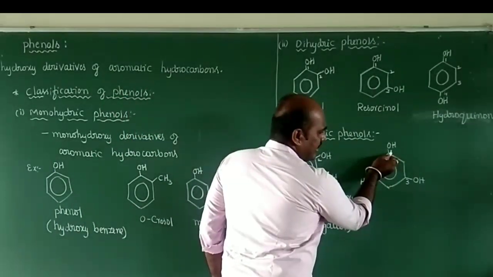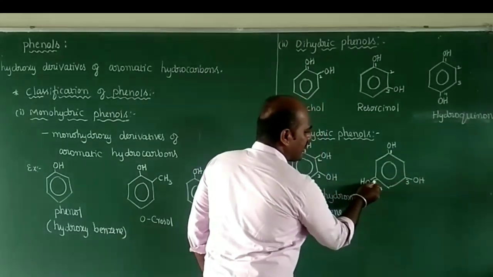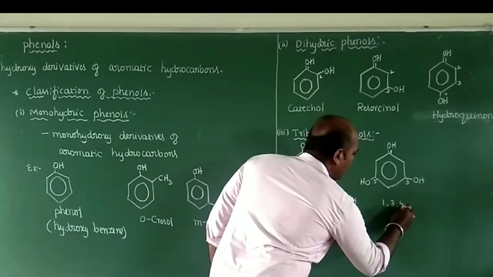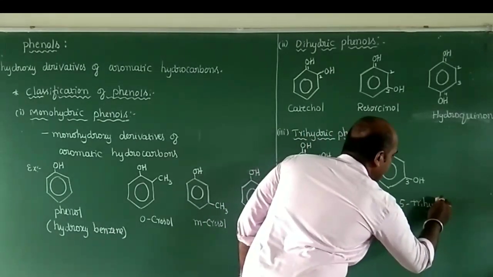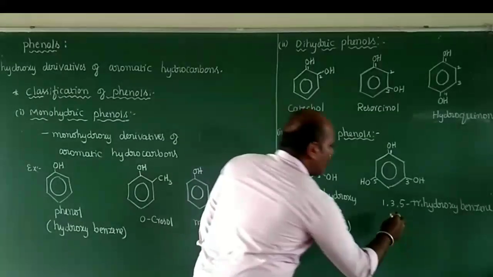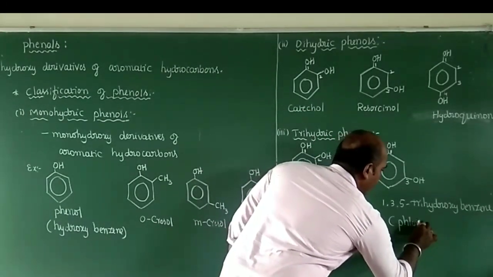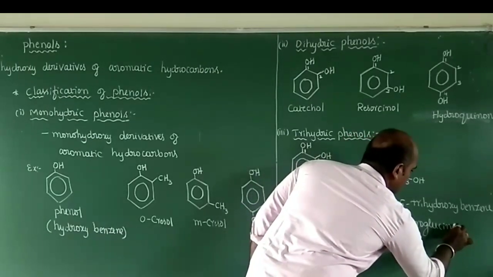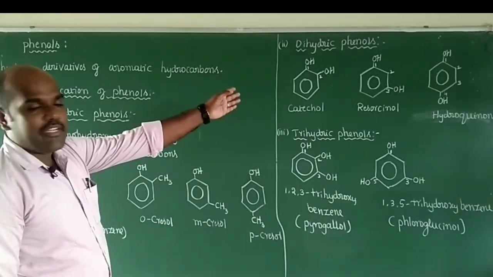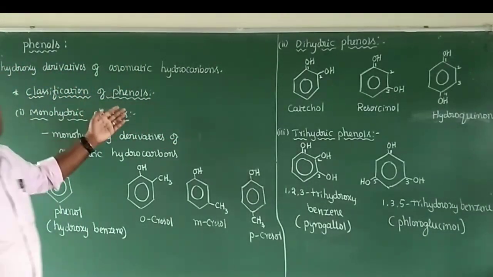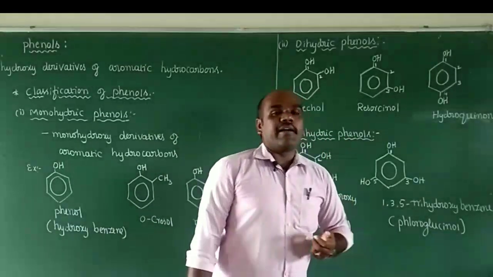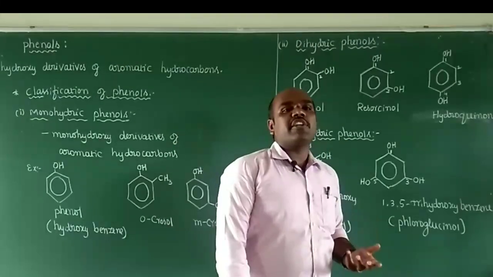In the second case, you can notice the OH groups are present at the first, third and fifth positions. So in the IUPAC system we call it 1,3,5-trihydroxybenzene. This is the IUPAC name, but in the common system we call this material phloroglucinol. That is the common name. And here I gave the complete classification of phenols depending upon the number of hydrogen atoms of the benzene ring that are replaced with hydroxy groups: monohydric phenols, dihydric phenols and trihydric phenols. This is the detailed classification of phenols.